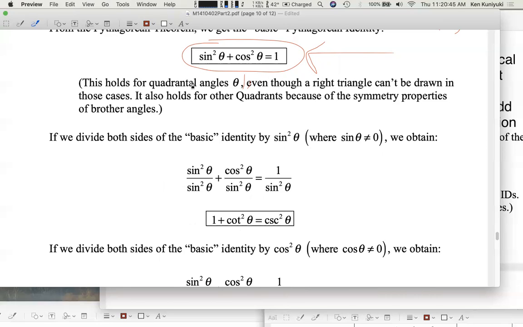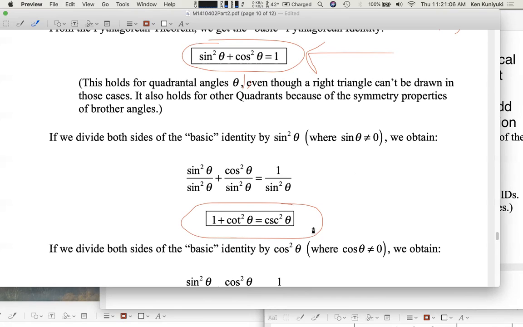So dividing both sides by sine squared theta, we get this second Pythagorean identity. And again, there are variations, but I'm not going to really call those different identities. They technically are, but this is basically our second Pythagorean identity.